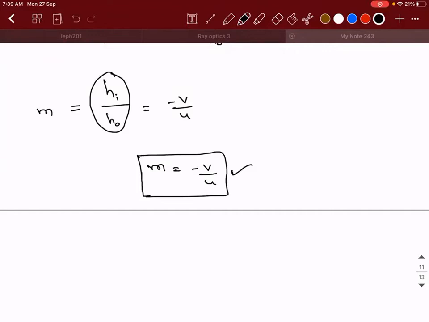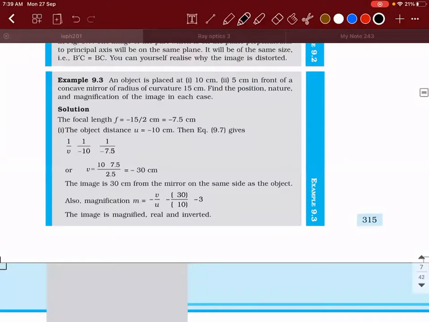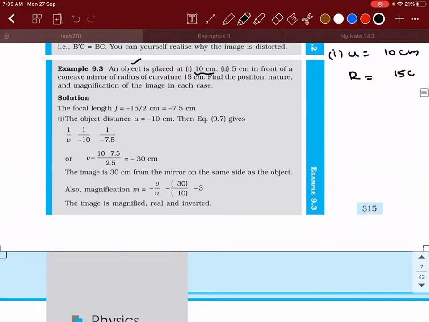So this is all about the mirror formula and its magnification. Let's do one simple problem and then we can wind up this session. An object is placed at 10 centimeter and 5 centimeter in front of a concave mirror of radius of curvature 15 centimeter. Taking the first scenario, u is equal to 10 centimeter. Find the position, nature, and magnification of the image in this case. So u by default is negative. The radius of curvature for a concave mirror is also negative.